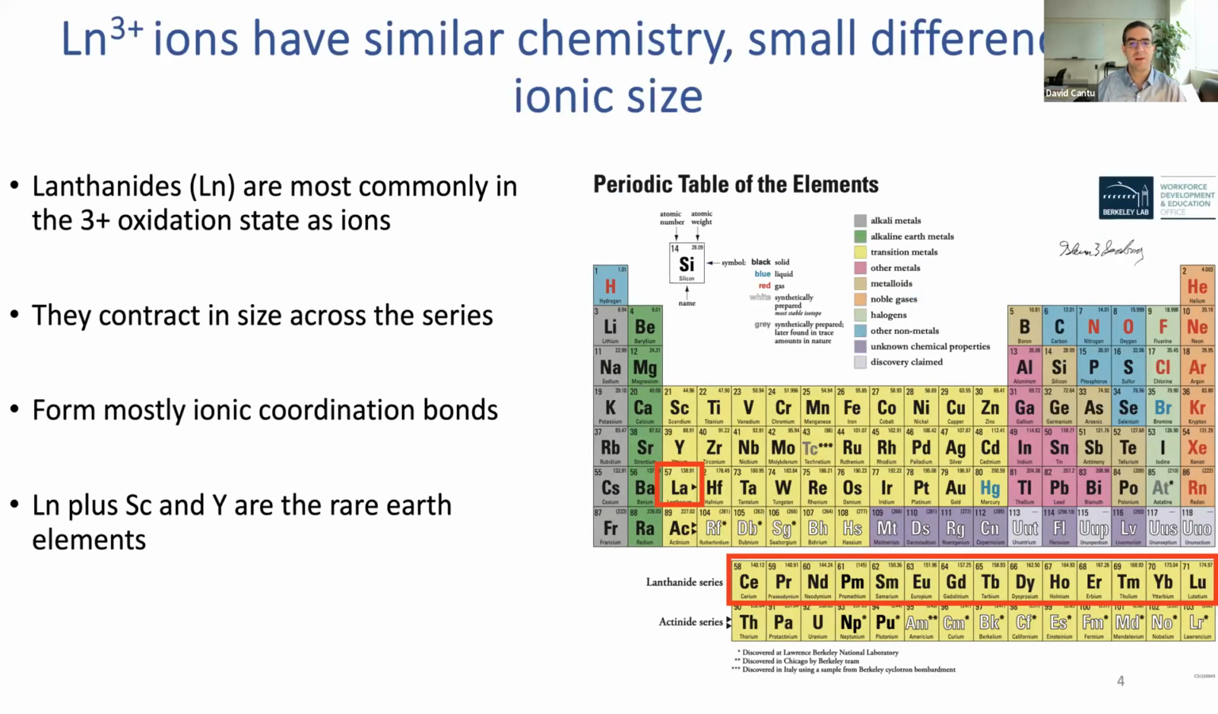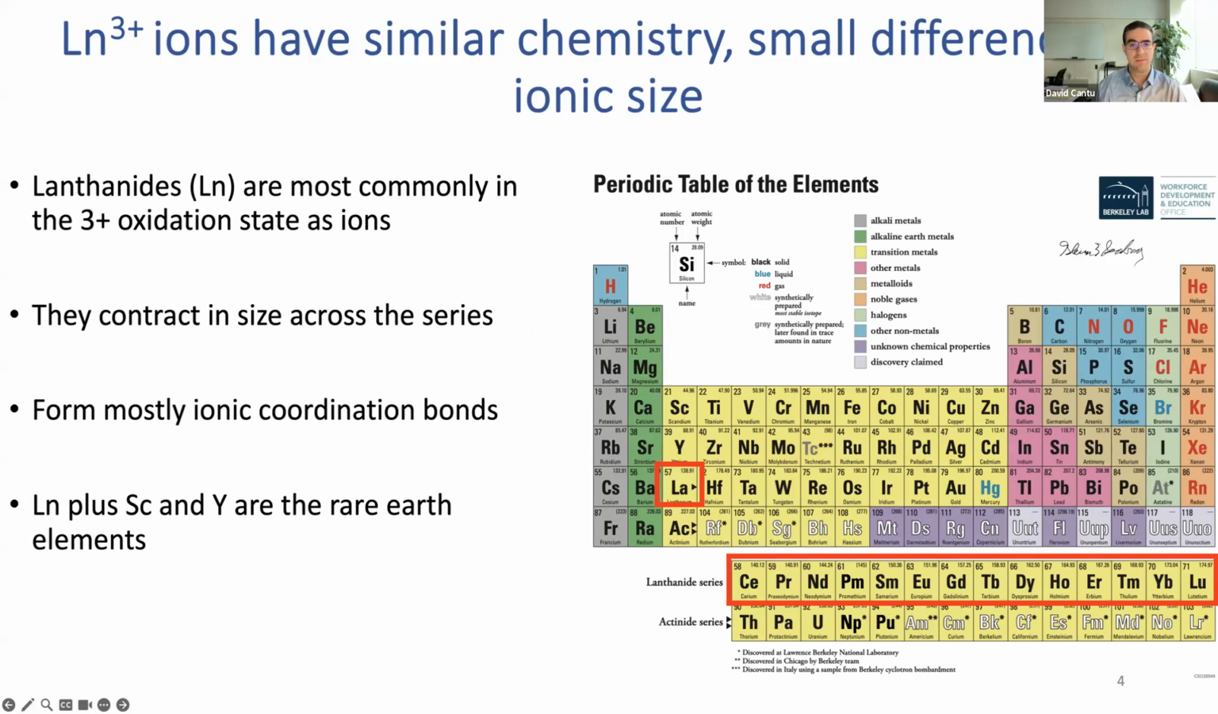So the lanthanides, when they're in solution, are mostly in their 3+ oxidation state as ions, and they want to stay like that. So they all have a very similar chemistry, but they have small differences in their ionic size due to contraction across the series. They form coordination bonds that are mostly ionic. And the lanthanides plus scandium and yttrium are the rare earth elements.